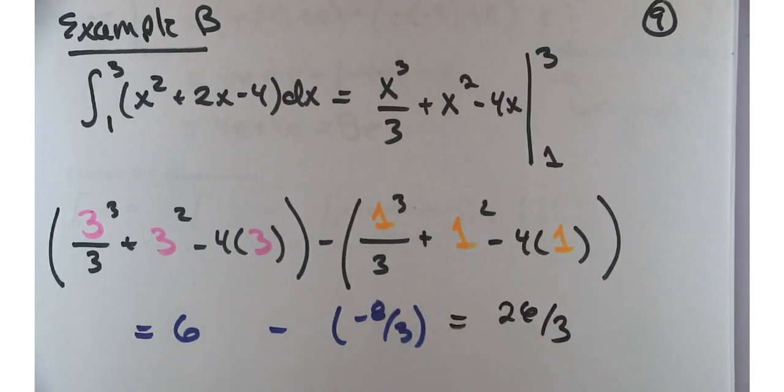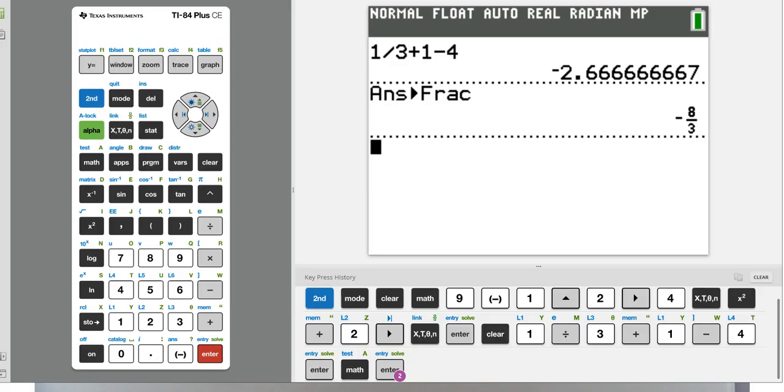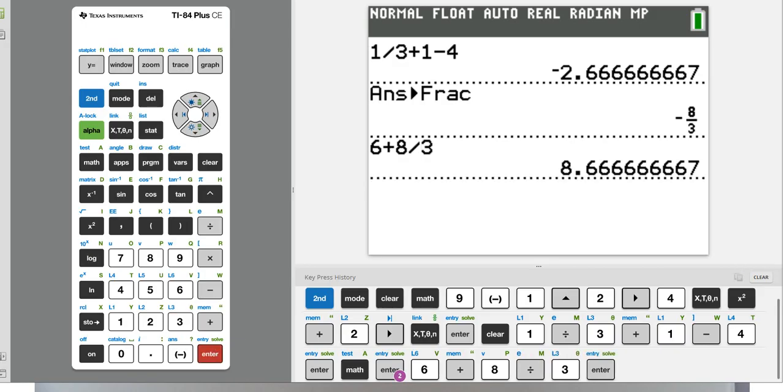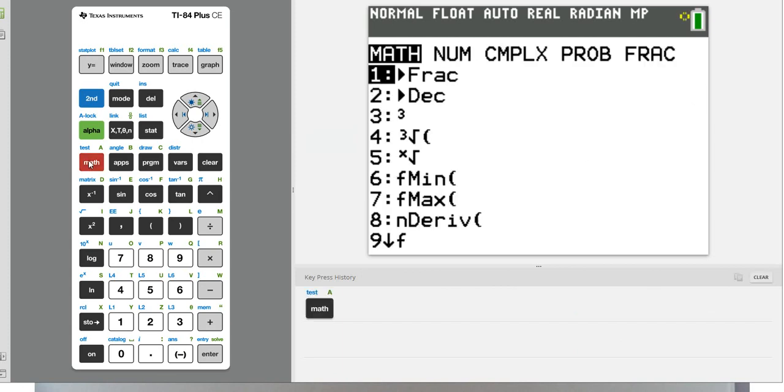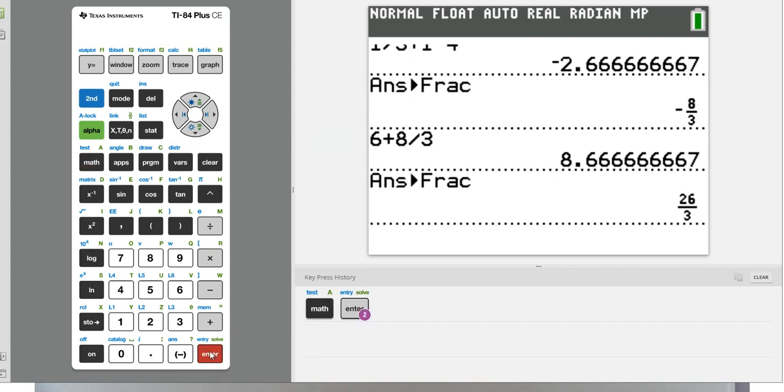Like that. And again, if you're not really comfortable with some of these, then you can just do it on your calculator. Please do it on your calculator if you're not that swift with fractions. 6 minus -8/3 is going to be plus 8 divided by 3. And then again, hit the answer to fraction key. Should be good. So math, enter twice, 26/3. Wow. That's pretty cool.